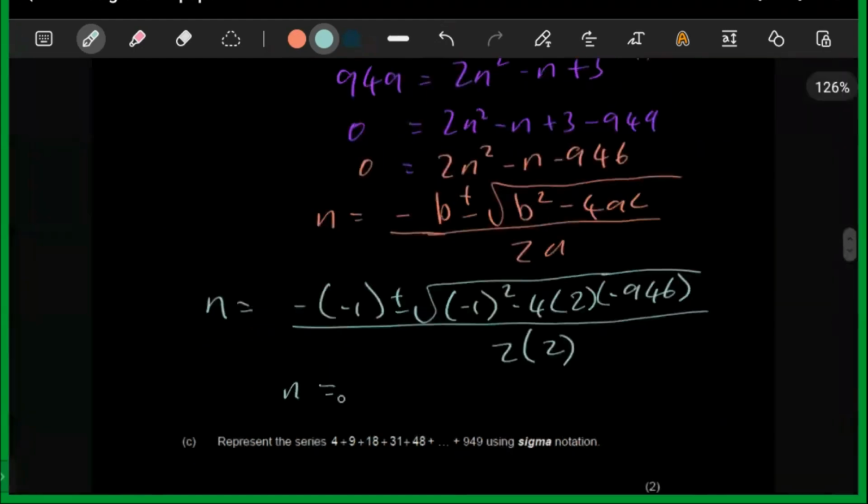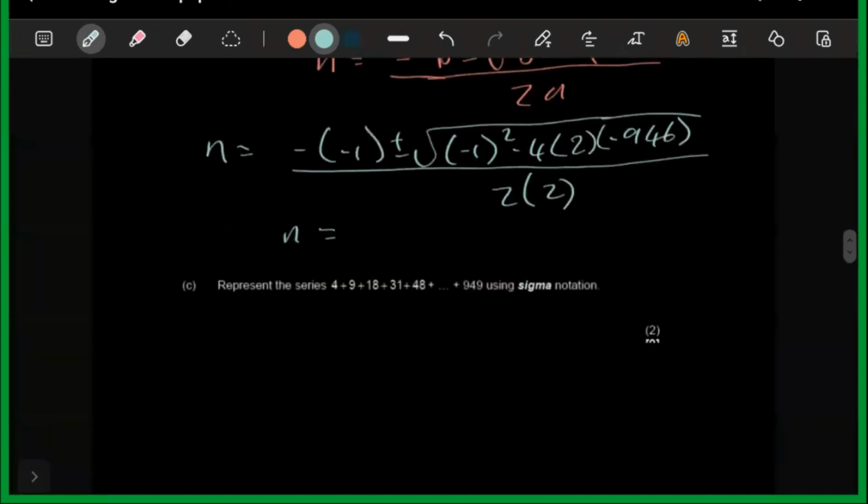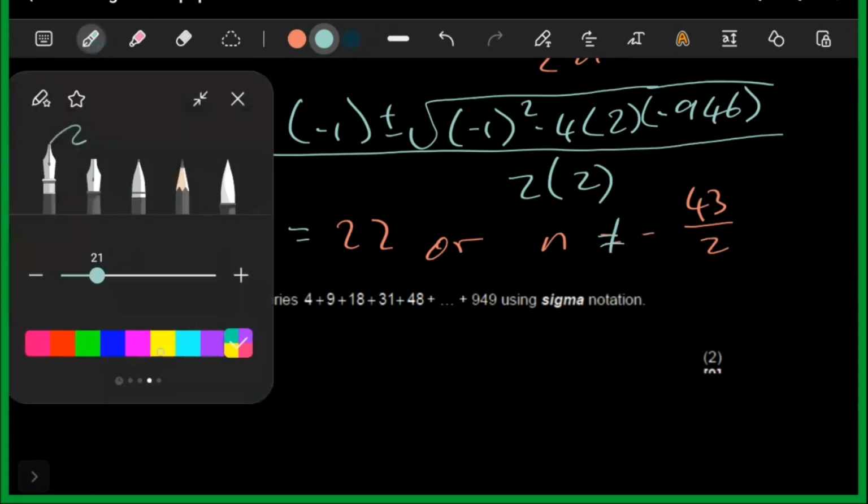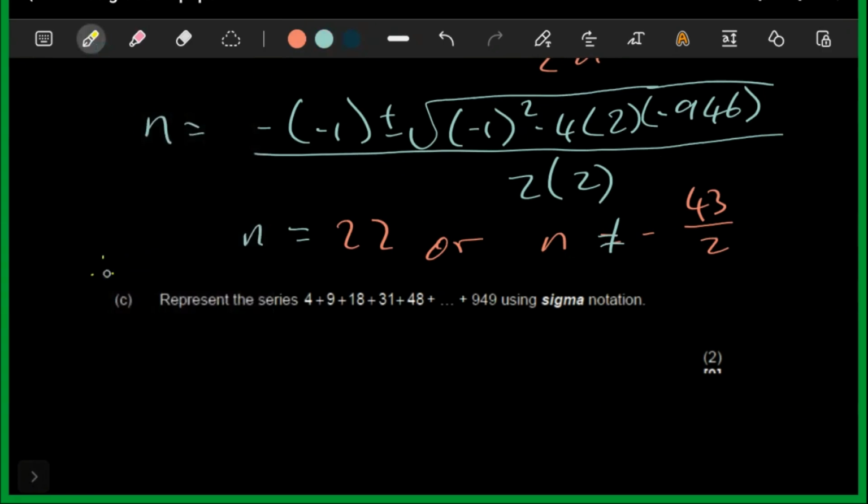So here our value of n, let's just get that from our calculator. The answer to this question, if you check in your calculator, is going to give you n is 22, or n is equal to negative 43 over 2. So this we have to automatically disregard, because you cannot have a term that's in position negative something. So we can say here, therefore, there are 22 terms.